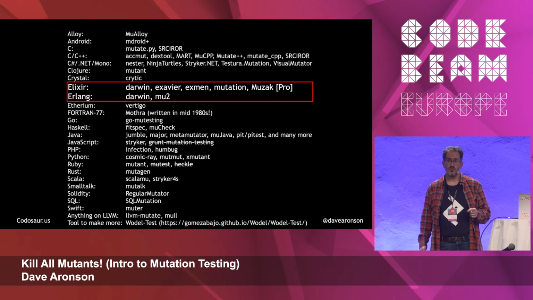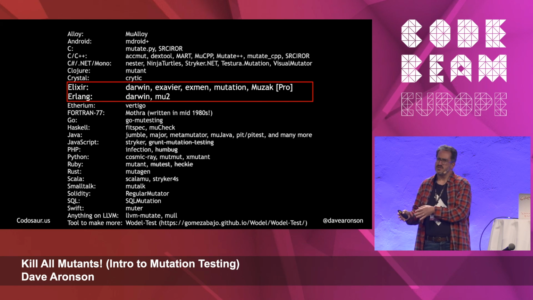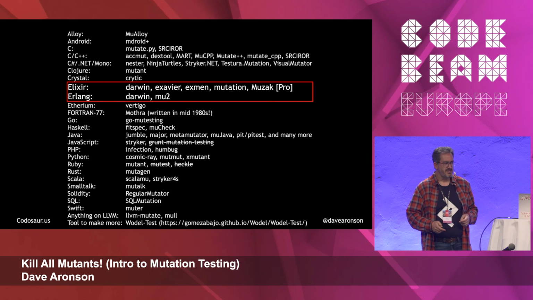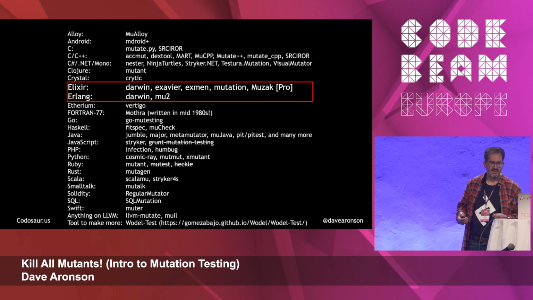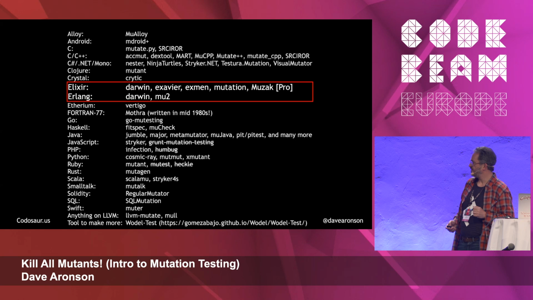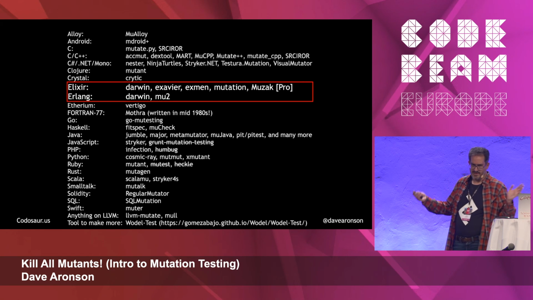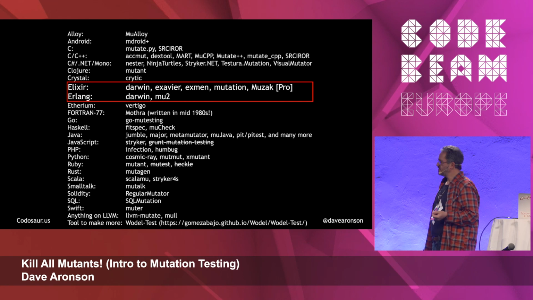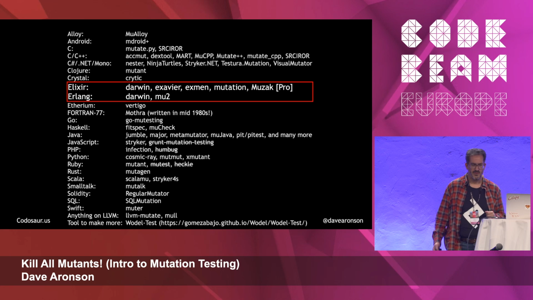There's also a promising tool called Wodal Test, which is a language-independent mutation engine with which you can make language-specific mutation testing tools. Sorry, I haven't actually played with it myself. For Elixir and Erlang, there is a fairly recent one called Darwin. I have not tried it. For Erlang, there's also Mutu or MU2. I have no idea how it's supposed to be pronounced. For Elixir, there's also Xavier, X-Men Mutation, and a more recent one called Muzak. Everybody done taking pictures? Okay.